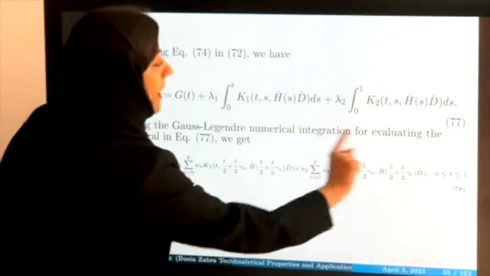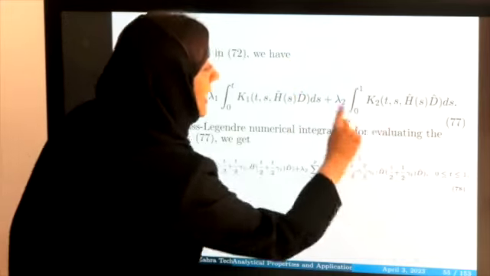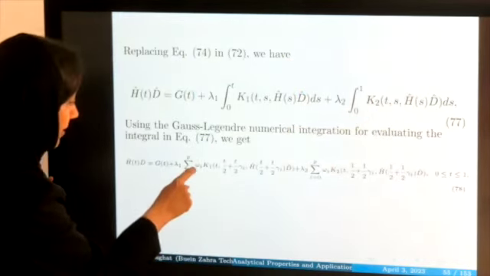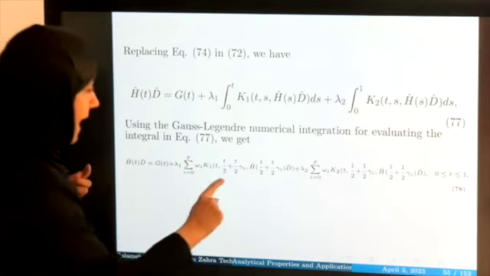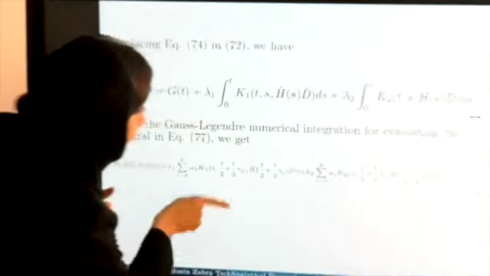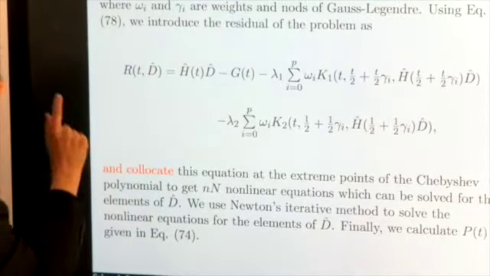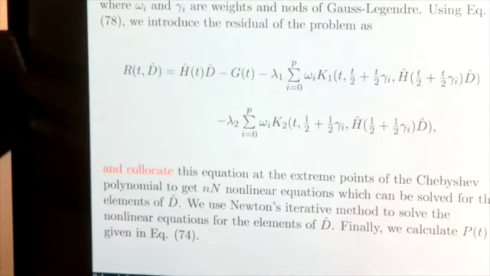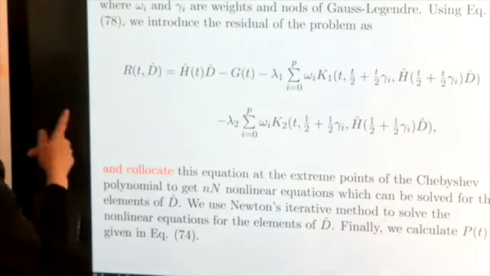We use Gauss-Legendre numerical integration for this part and for this part. In this equation, Wi are the weights of Gauss-Legendre, and here nu i are the nodes of Gauss-Legendre. So we can write this equation.